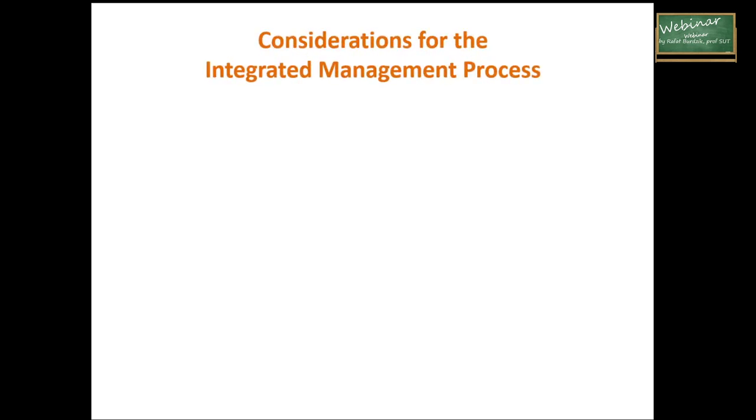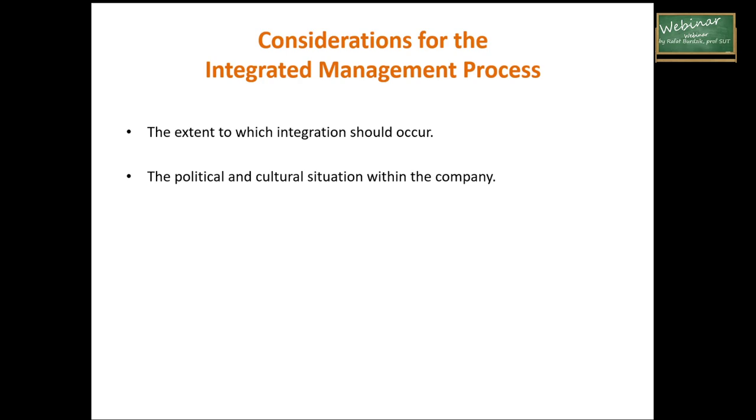So, considerations for the integrated management process. First, the extent to which integration should occur. So it is the first decision. Next, the political and cultural situation within the company. It is what I already mentioned in the example of working habits or the policy in the company, including the national. Then, the levels of competence necessary. So do you have the competence which allows you to operate the system, or do you have to fill it up with competence? You have to train, or you have to hire someone.